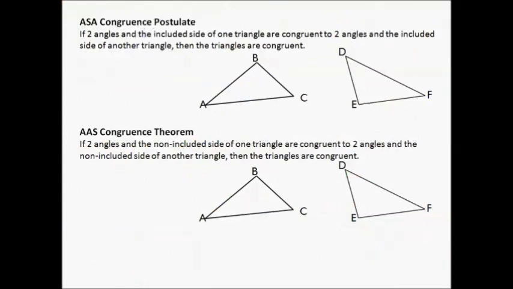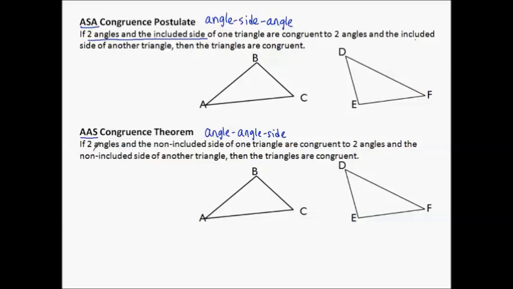Let's look at a couple more that are very much like each other. Angle side angle versus angle angle side. So again, these are shortcut letters. Now the question is, how does that look different? Here's how it's described. If two angles and the included side of one triangle are congruent to two angles and the included side of another triangle, then the triangles are congruent.